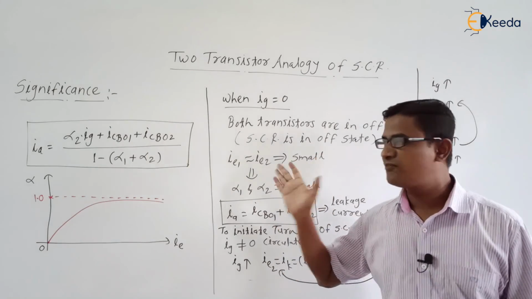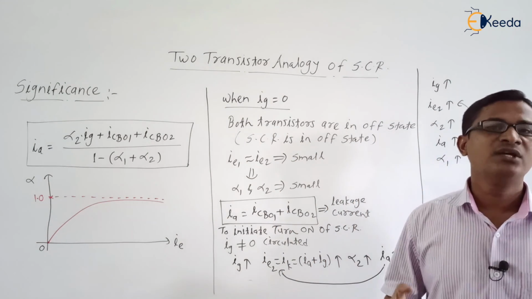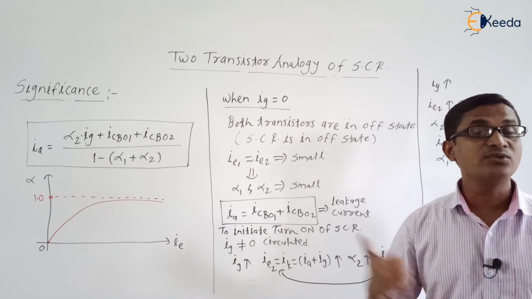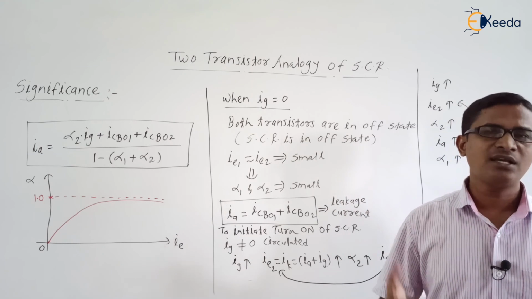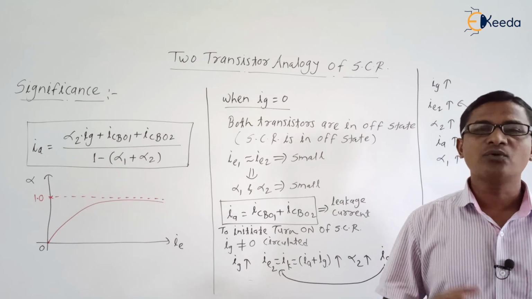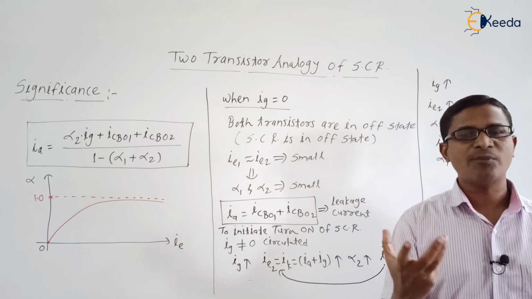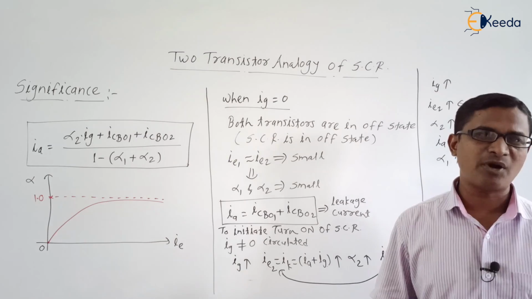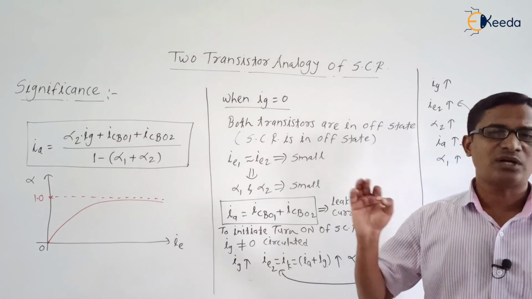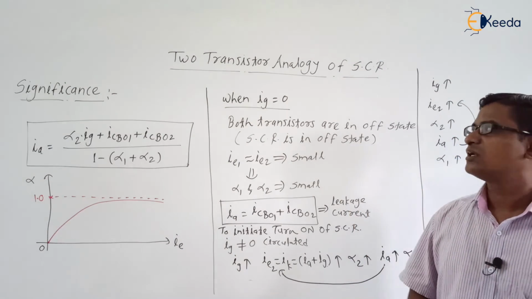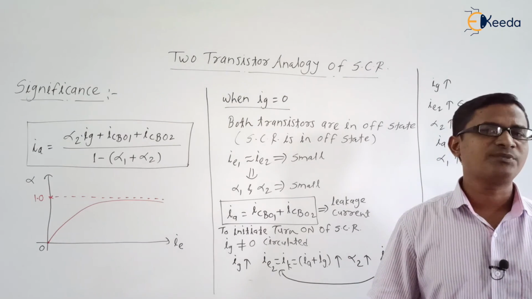So this is the significance, the importance, of the two transistor analogy of the SCR. It gives the mathematical proof for how the anode current increases from the leakage current to the high value with the help of a small gate current. Is this clear? So this is about the significance of the two transistor analogy of the SCR.